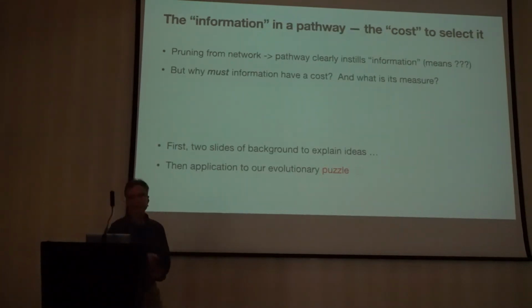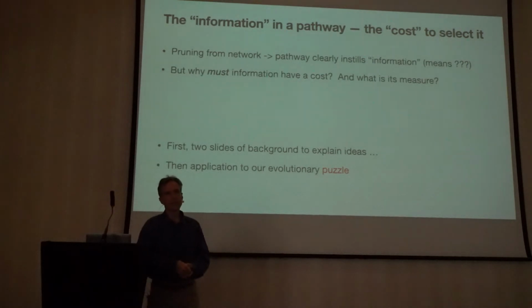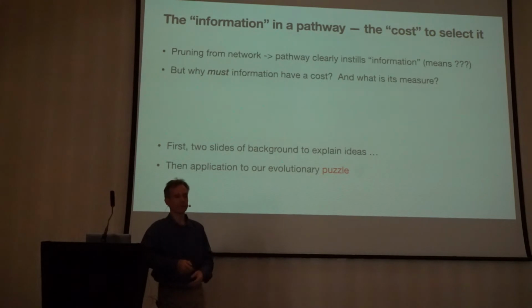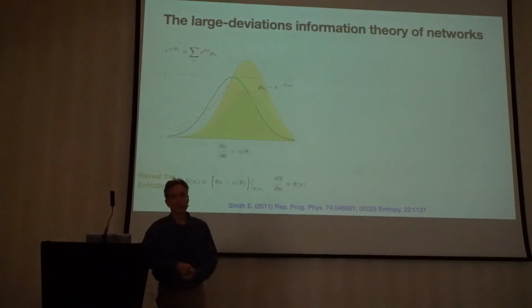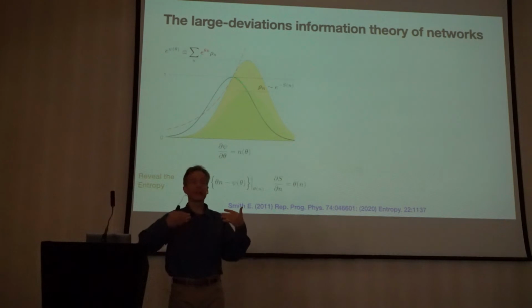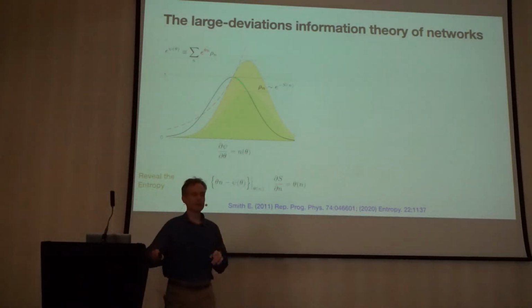But what I really want to tell you, because this was a conversation that came up following Kate's talk, where Steve asked for something that really does belong, is what is the information in a pathway and the cost to select it? So what does it mean to prune from a network enabled by mechanism to a pathway? And why must it have a cost? Where does that cost come from? So I'm going to go after this the way we go after it in thermodynamics. I first have to tell you that thermodynamics is about costs, and what they are costs in is likelihood. Remember, I did not say energy.